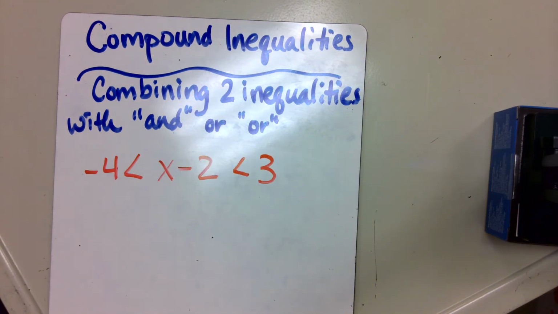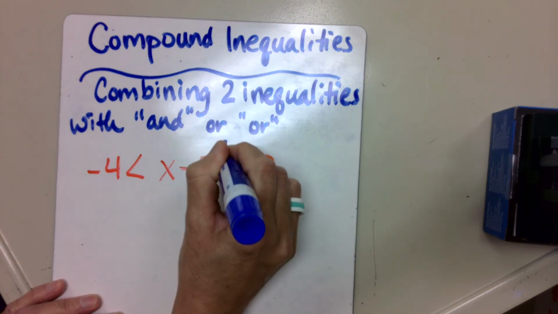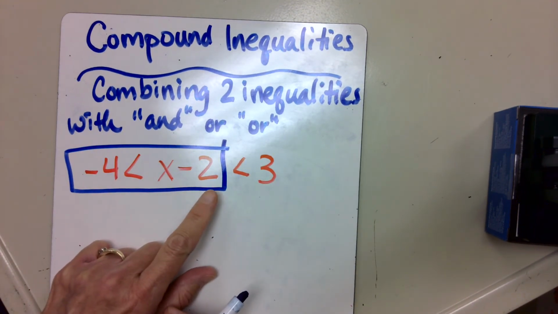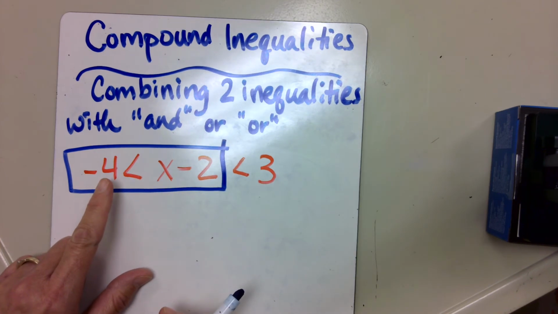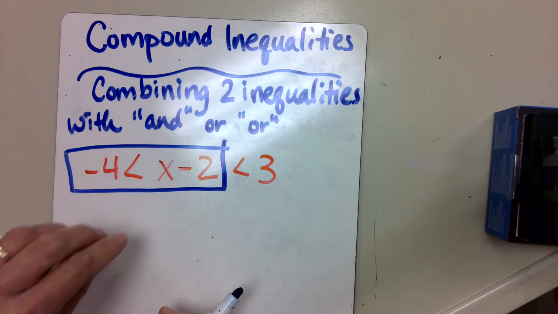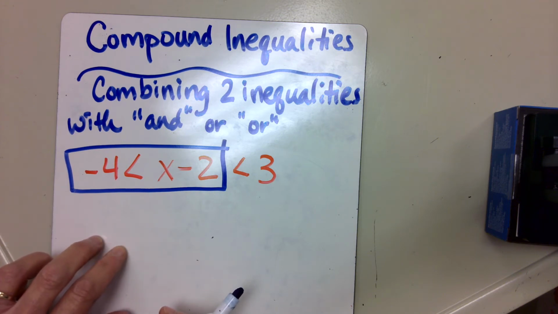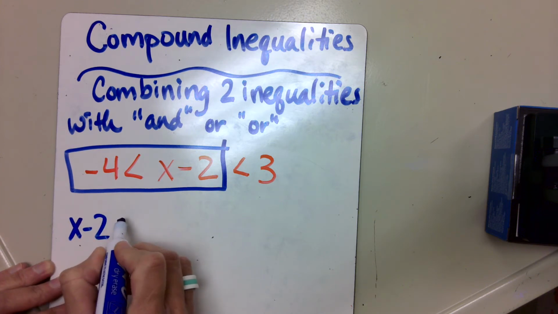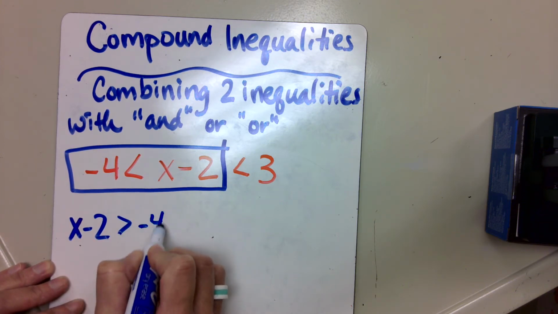Okay, now I'm going to show you how you would solve a compound inequality. As you can see in this one, there's not just the letter x in the middle. There's an expression in the middle. So there's actually two inequalities in here at once. Here's the first one. This one is saying that x minus 2 is greater than negative 4. So I could take that inequality and rewrite it out here. So I'm going to do that right now. So I have x minus 2 is greater than negative 4.